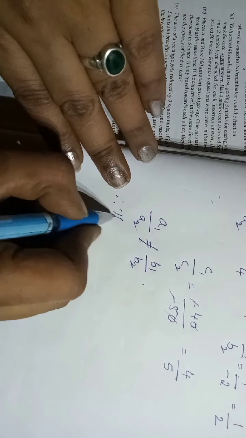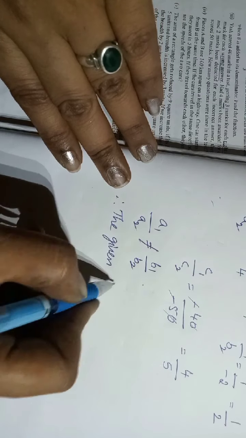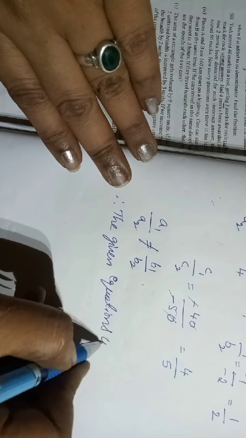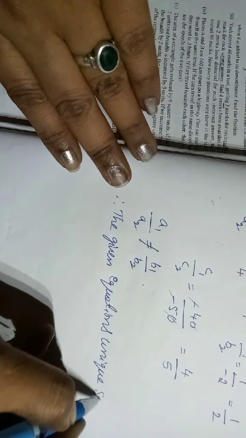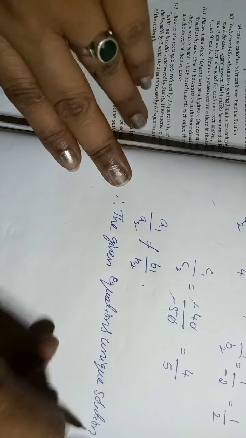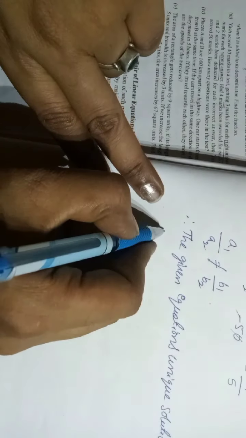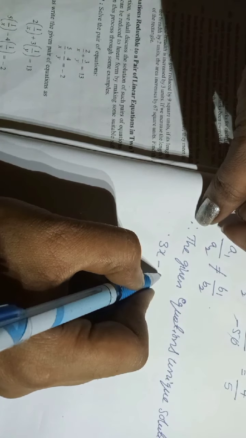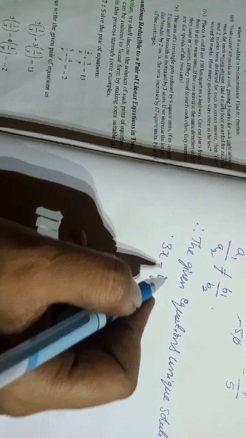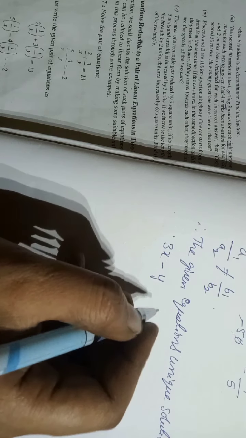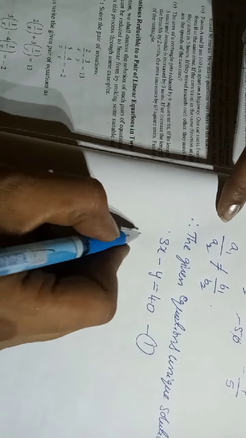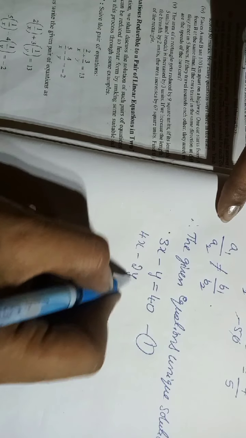Therefore, the given equations have a unique solution. Okay, so now we are going to do the elimination method. Equation 1 and equation 2, we are writing in elimination method form. So 3x minus y is equal to 40. Second equation: 4x minus 2y is equal to 50.